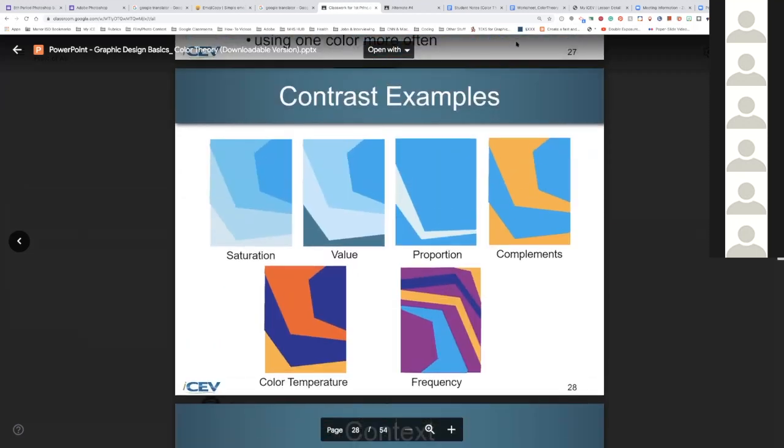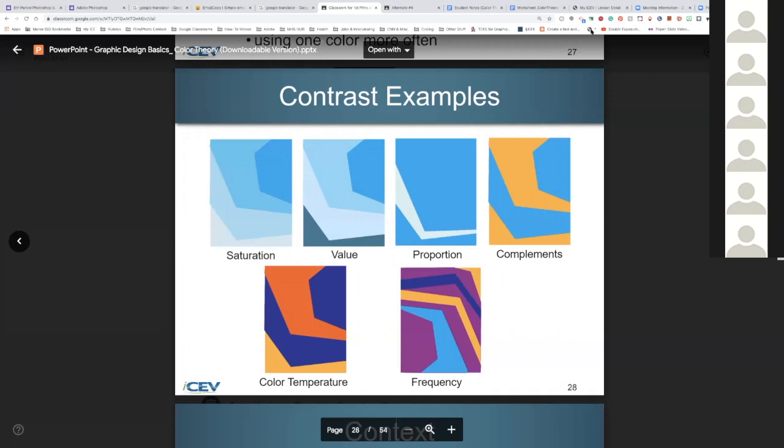Here are your contrast examples. What does it say for the second example and the last? Great. Believe it or not, we're getting near the end here.